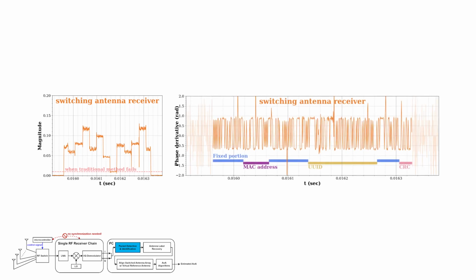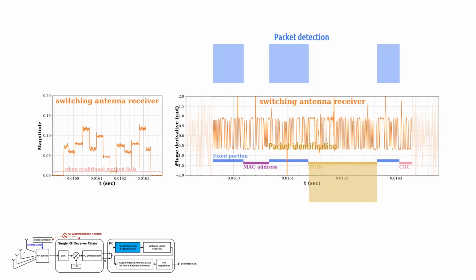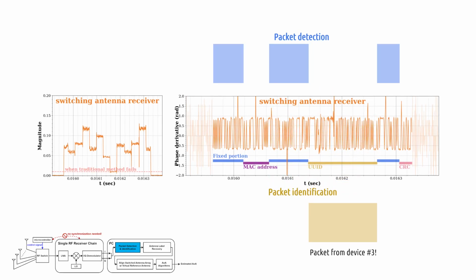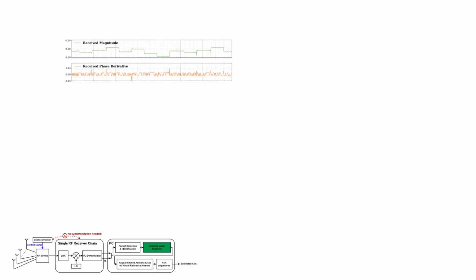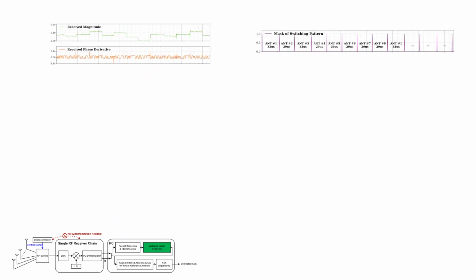Instead of decoding the bits, we match the portions in the waveform that are fixed for all packets to the incoming data stream for packet detection, and match the UUID portion from a registered list to identify which device the packet comes from. After receiving a packet, the system has to recover the switch timing to identify which antenna is used to collect which sample. Since the switch pattern is predefined, the spacing between the peaks reveals which antenna is used within which segment.